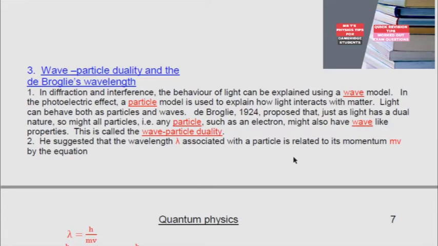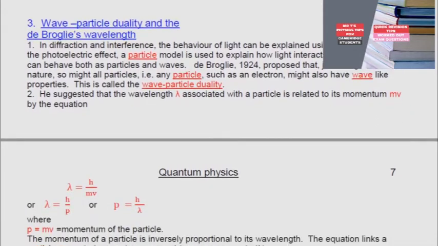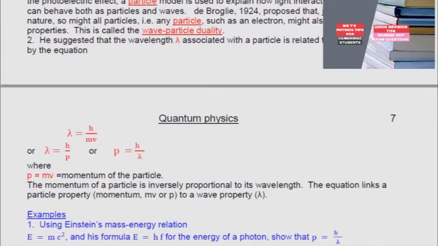De Broglie, in 1924, proposed that just as light has a dual nature, so might all particles. Any particle such as an electron might also have wave-like properties. This is called the wave-particle duality. He suggested that the wavelength lambda associated with a particle is related to its momentum mv by the formula lambda is equal to h over mv, or lambda is equal to h over p, because we know that momentum is p.